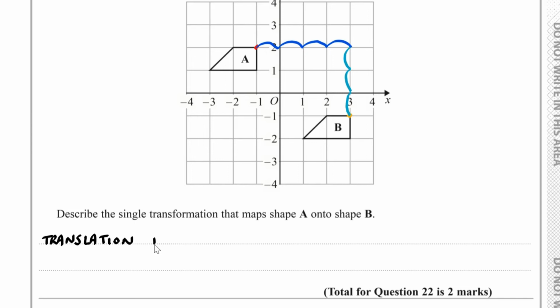And so what we have then is a translation, and the vector is equal to 4, minus 3.